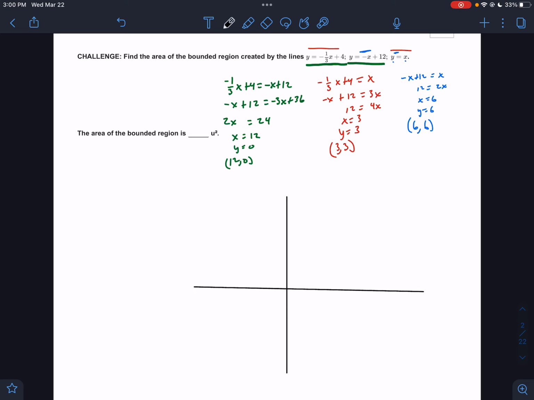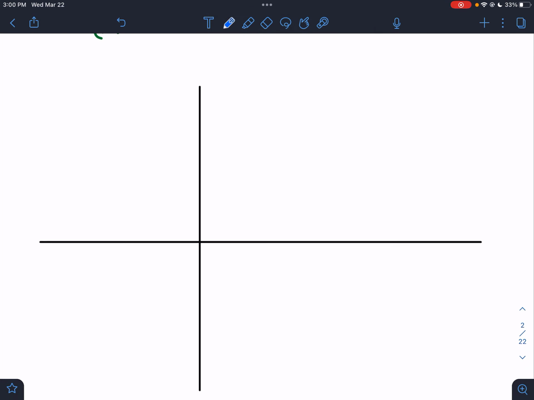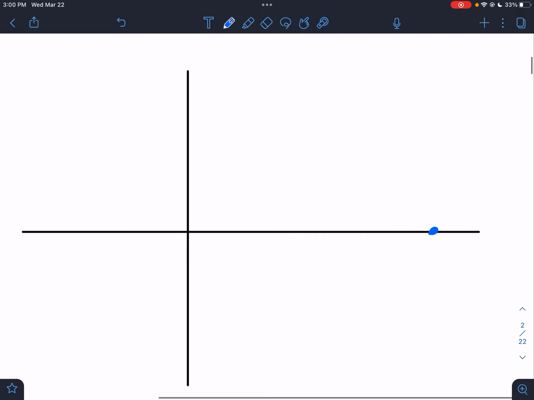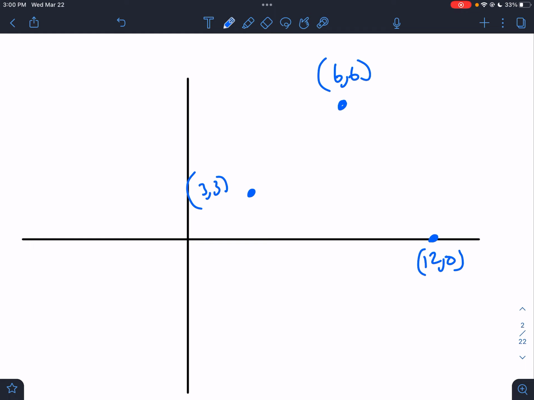It doesn't have to be perfect, but we need a rough estimation of where these points would go. So 12, 0 would be like way down here at 12, 0. 3, 3, like right 3, up 3, maybe something like that. And then right 6, up 6, something like that. So we have 3, 3, 6, 6, and 12, 0. And that is our triangle that we're going to find the area of.